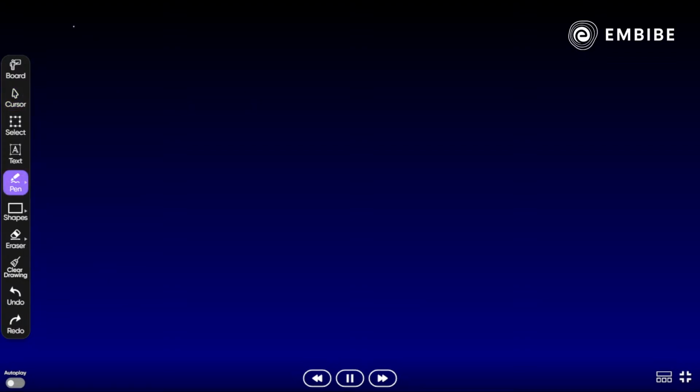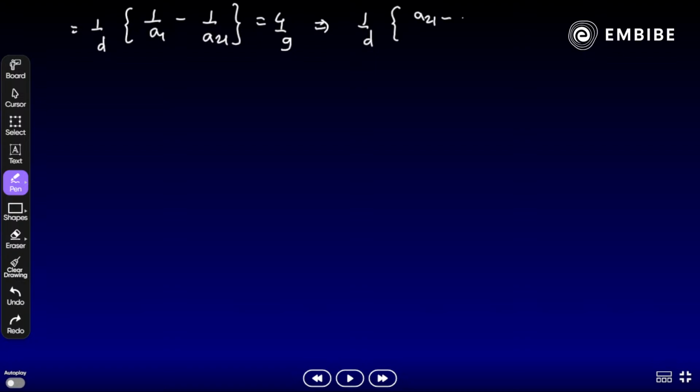So अभी आपके पास क्या बचता है, 1 by d, 1 by a1 minus 1 by a21 bracket close, that is 4 by 9 here. Or we can say that what, 1 by d times a21 minus a1 divided by a1 a21 here. Now we need to replace some value, some substitution we need to apply here.